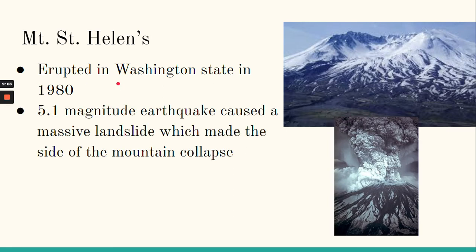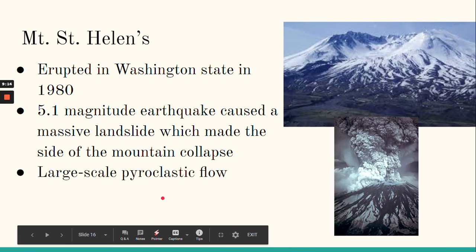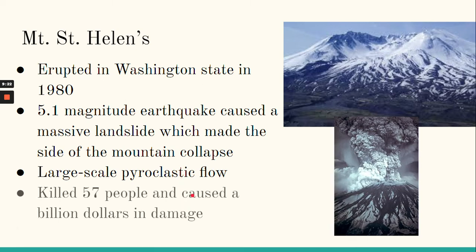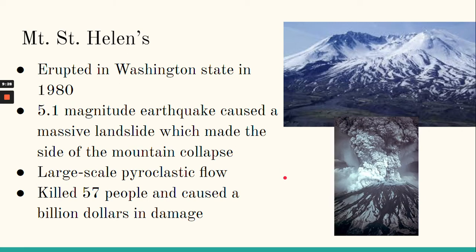There was a 5.1 magnitude earthquake, which is a very large earthquake that caused a massive landslide, and half of the mountain collapsed, or a side of the mountain collapsed. These cause large-scale pyroclastic flows, so not necessarily lava flows, but flows of very hot ash and cinder. And this volcanic eruption killed 57 people and caused $1 billion in damage in the United States.